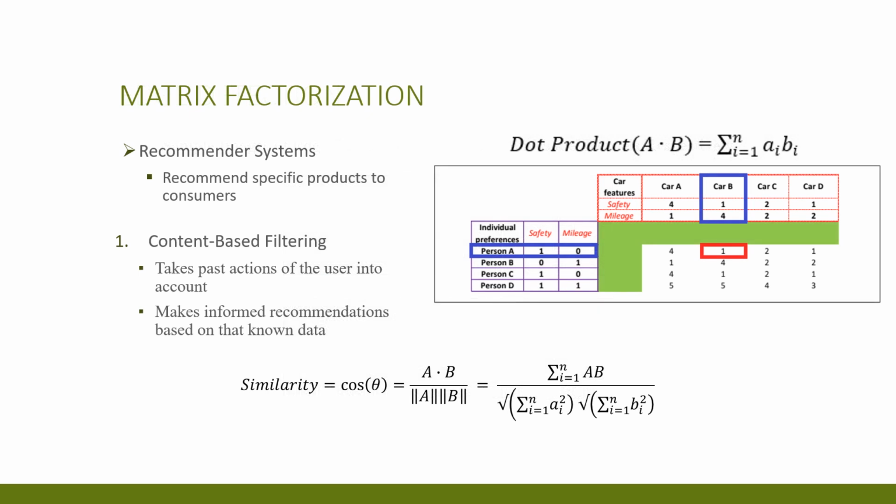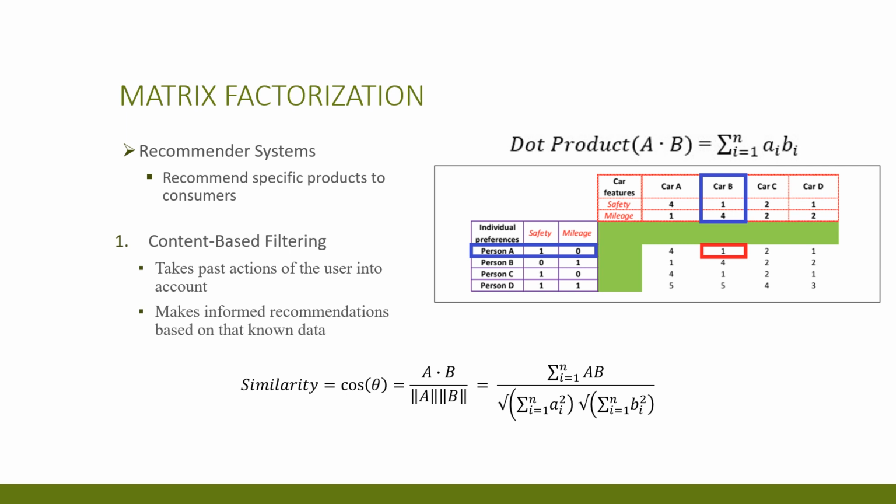The next type of machine learning technique that I'll be covering is matrix factorization. Matrix factorization methods are very heavily sought after because they're the driving force behind recommender systems for websites. Recommender systems simply recommend specific products to consumers. I'll be covering two different types of matrix factorization, the first one being content-based filtering, which takes past actions of the user into account and then makes informed recommendations based on that known data.